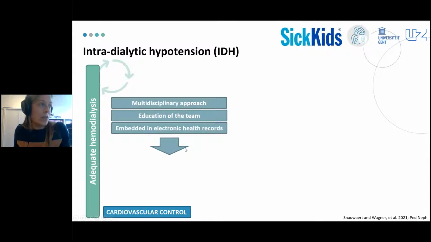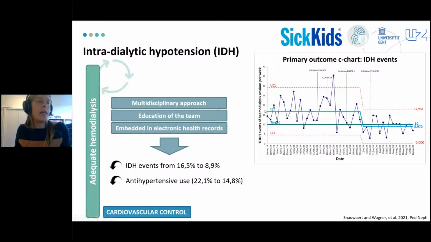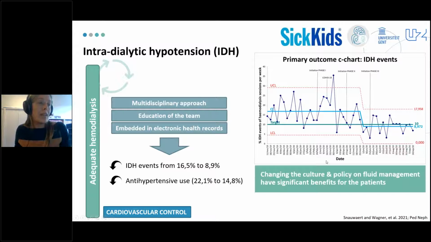And we also worked on an embedded tool having all the information of BCM, RBV, weight, pre and post dialysis in one screen in our electronic health records. Having implemented it all together, we could really decrease the number of IDH events in our hemodialysis unit from 16% at the beginning to 8% after a period of 6 months. We also saw a drop in our antihypertensive agent use as well. So I really would like to share that changing the culture and the policy on volume management can really benefit our patients.